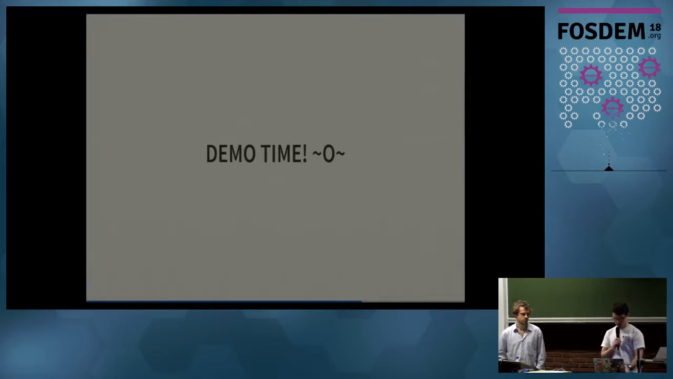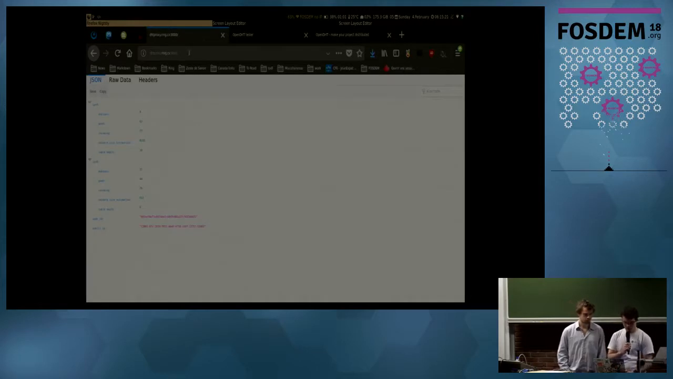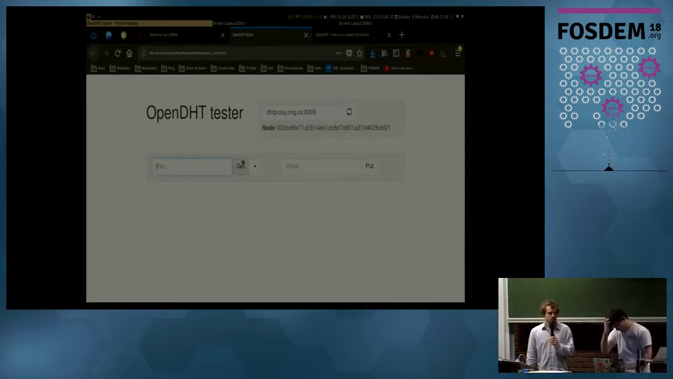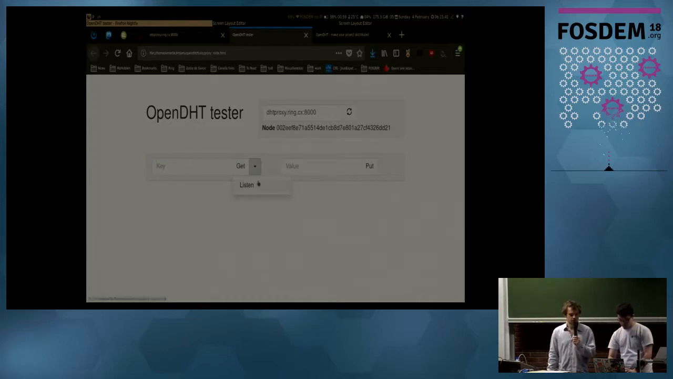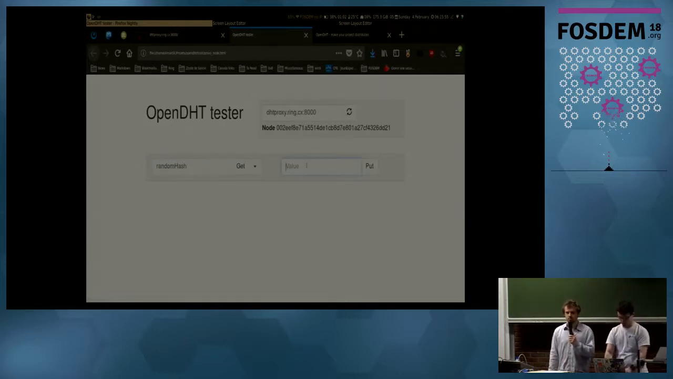So let's have a little demo. We have a proxy on dhtproxy.ring.cx port 8000. Since the DHT proxy API is a REST API, we wrote a simple DHT client in web with JavaScript. So the proxy API actually also enables the use of the DHT from web apps. Web apps can connect to the proxy server through the REST API and perform operations on the DHT.